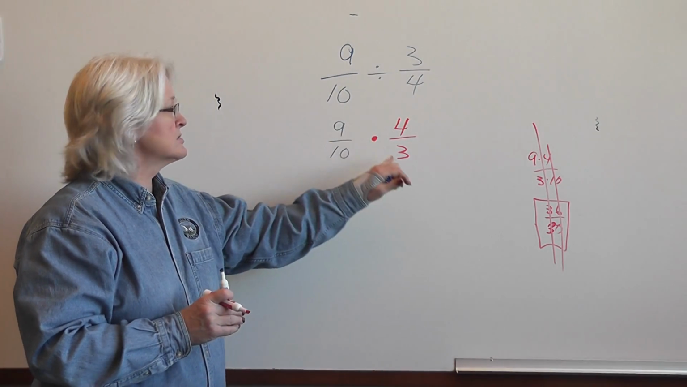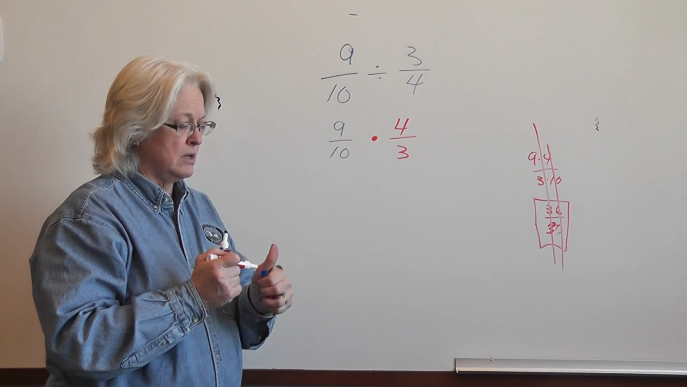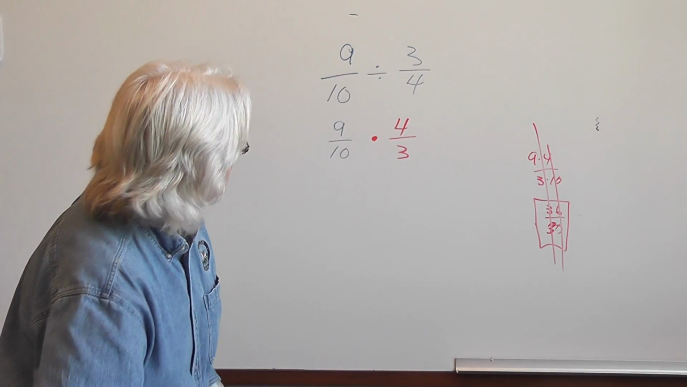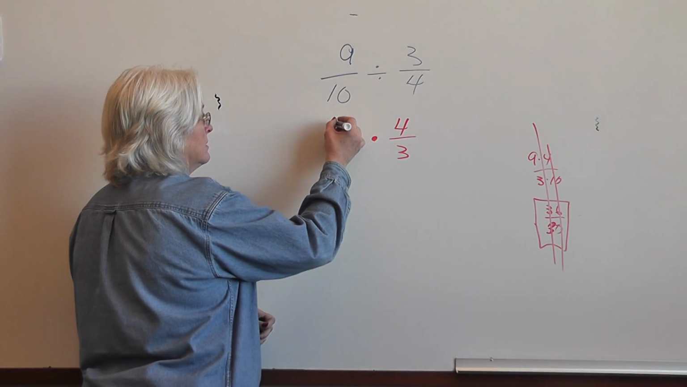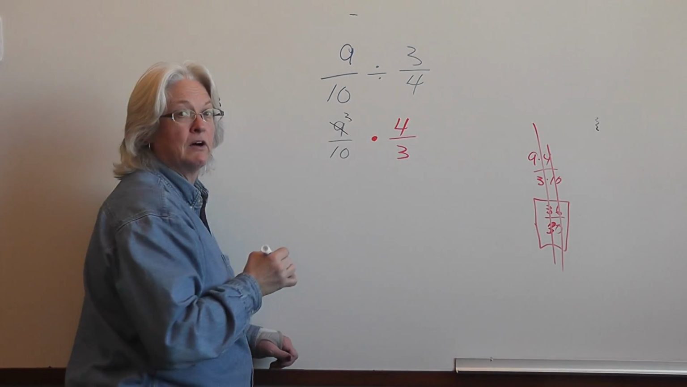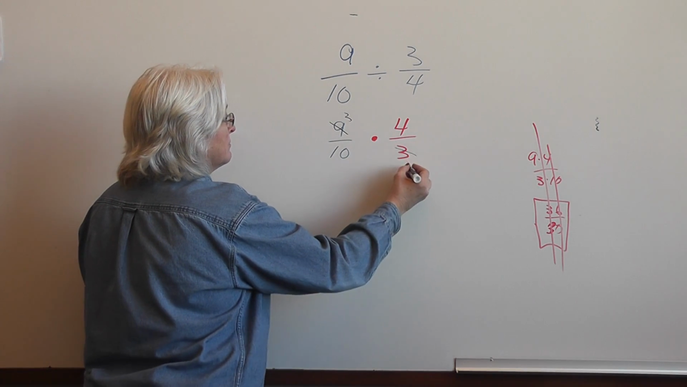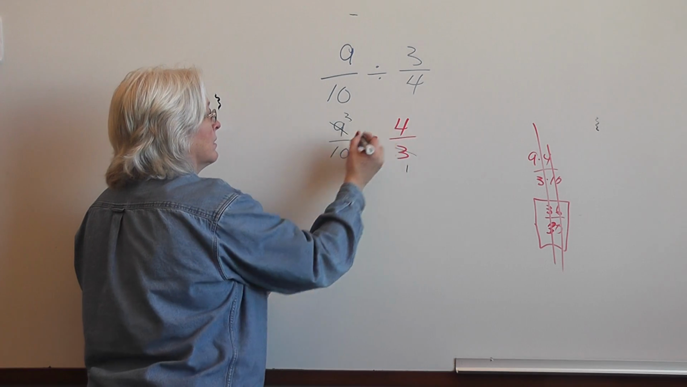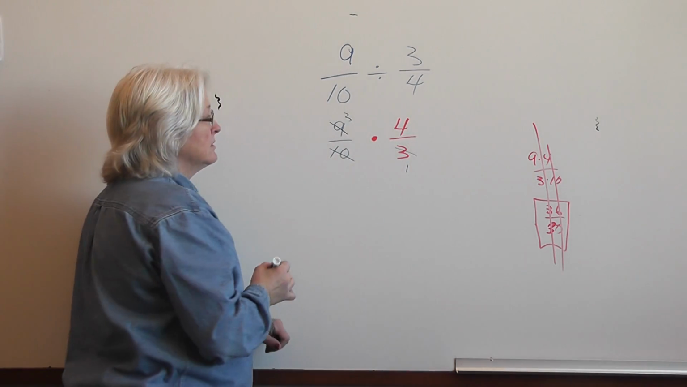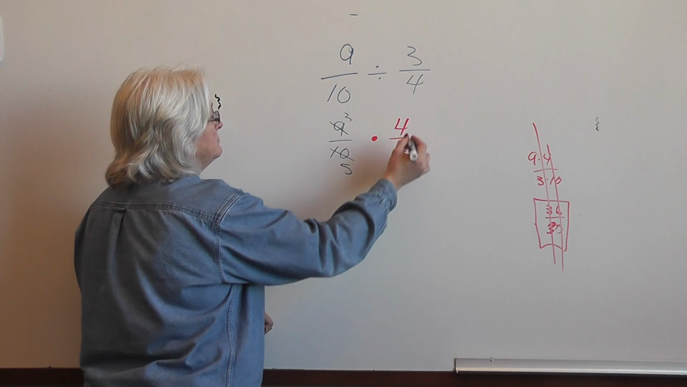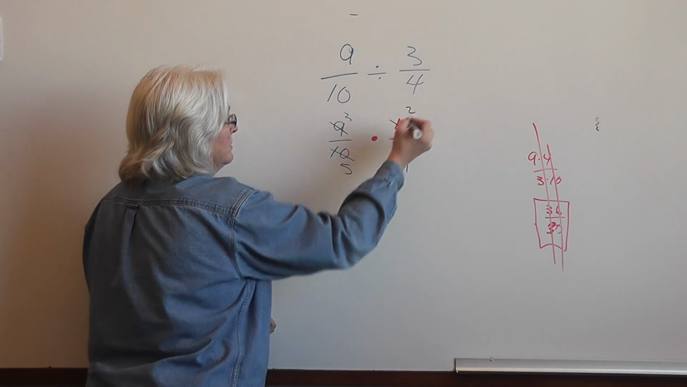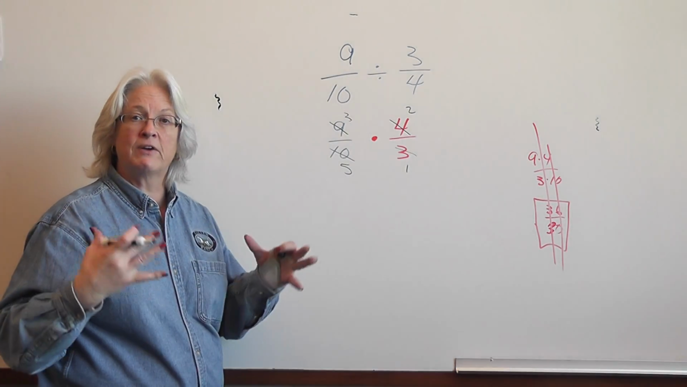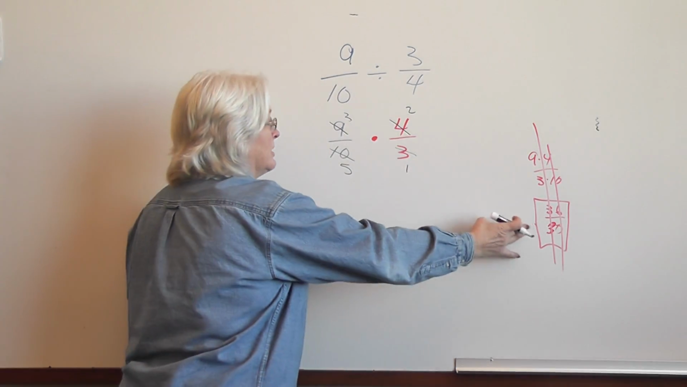Take the time to cancel common factors first. What do you see that you can do here that makes your problem so much easier? You say, oh, I can divide 9 by 3. 9 divided by 3 is 3. 3 divided by 3 is 1. You also see that 10 and 4 can be divided by 2. 10 divided by 2 is 5. 4 divided by 2 is 2. Now we've canceled common factors before we ended up with these larger numbers.